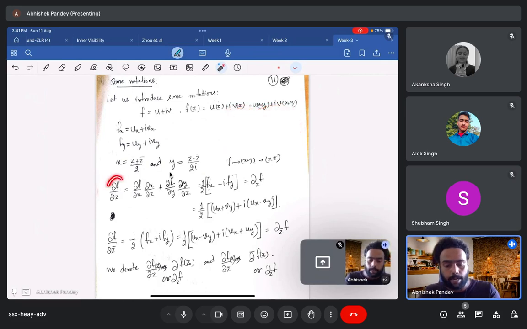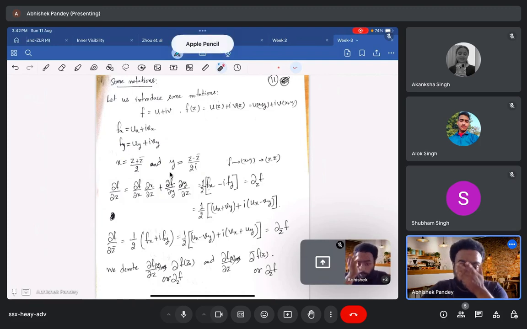So del f by del z is nothing but del f by del x into del x by del z plus del f by del y into del y by del z. This is how we calculate the partial derivative of f with respect to z. This will come as 1 by 2 of fx minus i fy, which will come as this one. Is it clear?